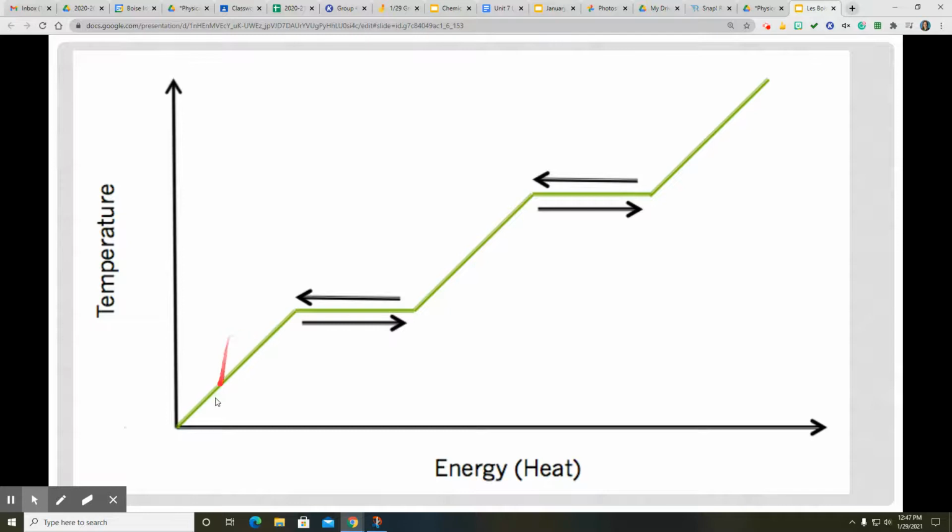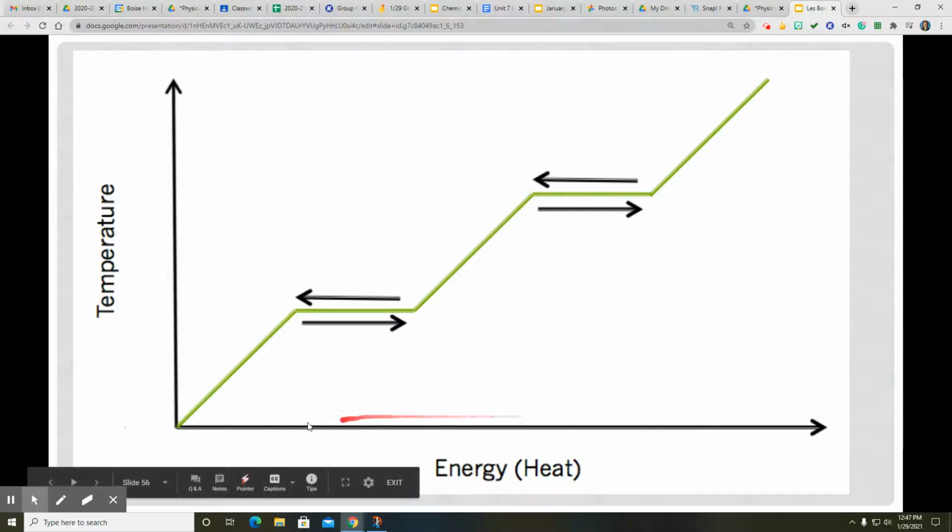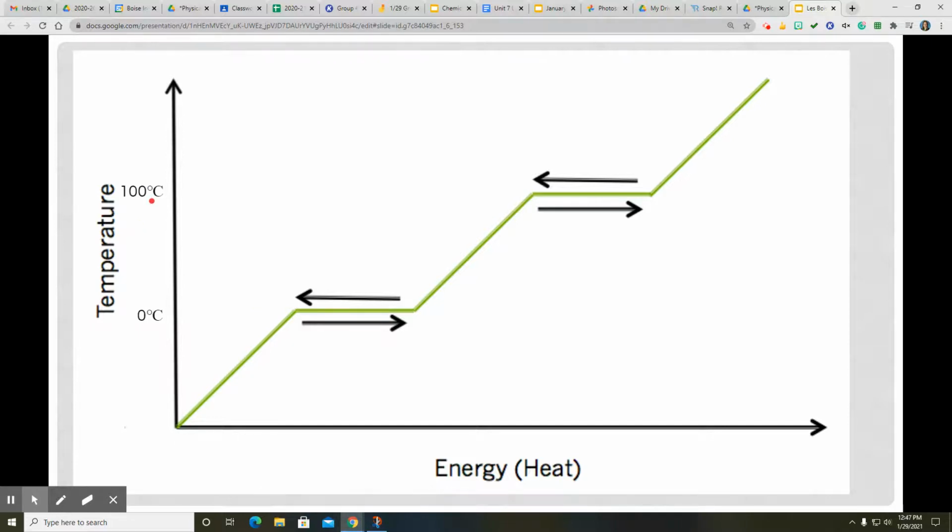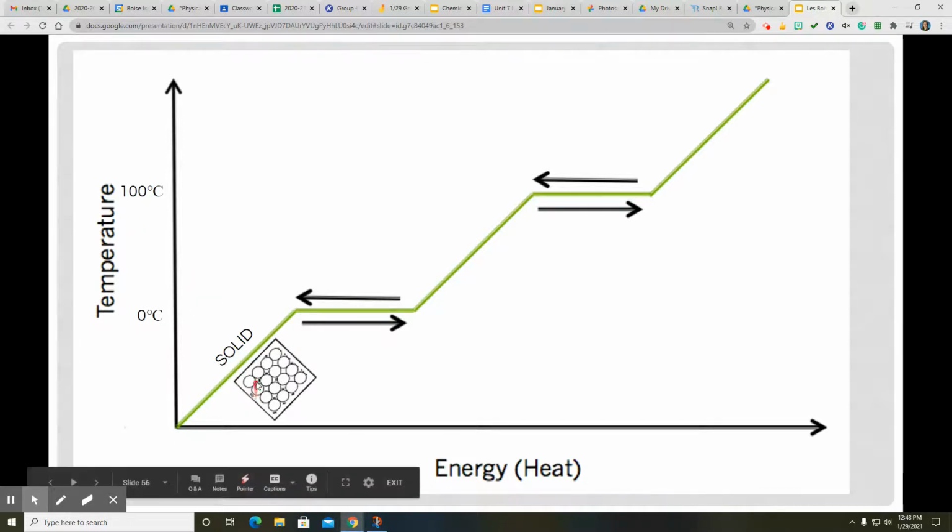The other thing that you want to write notes on is our energy curve. And so here we have our temperature, and here we have our heat. So this is just another way to show that we have increasing energy in different states of matter. And so we want to note that this is 0 degrees Celsius, and up here is 100 degrees Celsius. And so in this form, we have a solid. And this is not a lot of energy.